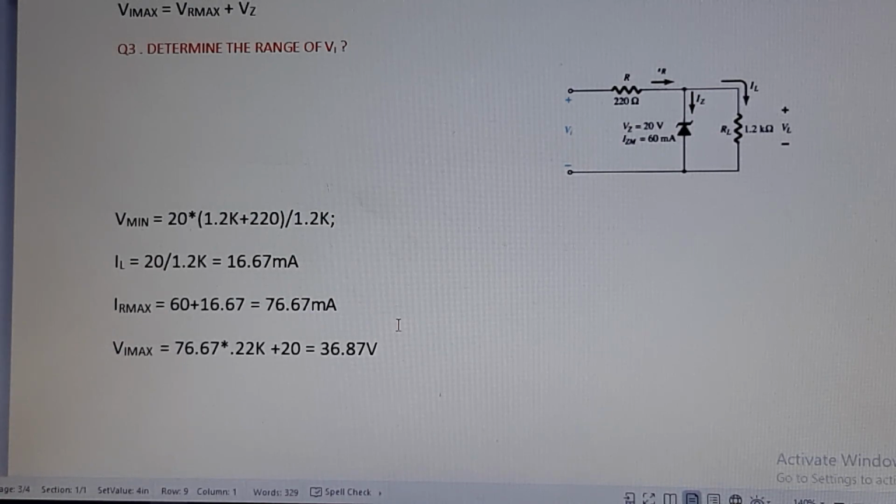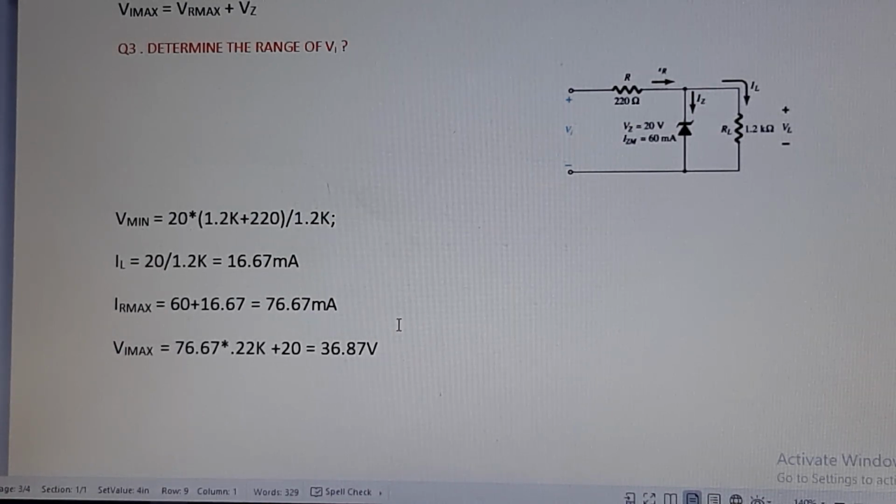If we apply KVL we can find this, and I hope you will also find this. You can also determine this by applying KVL, and by this we can find the maximum or minimum range of voltage Vi, input voltage, and from this we can say for which range of Vi, the input voltage, the Zener will be on. And by using these three math processes we can use a Zener as a regulator.